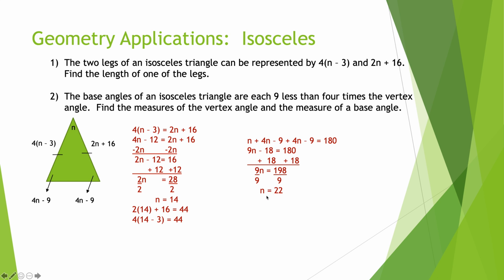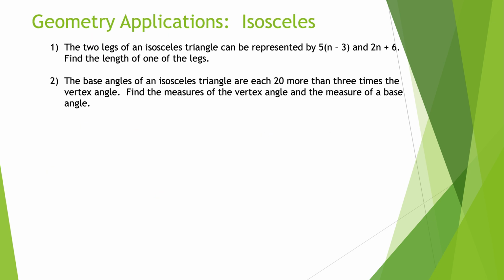Okay? So, since n is equal to 22, I can then check it by doing 4 times 22 minus 9 is 79. And that would mean that the 22, which is the n for the vertex angle up here, and the two angles that are each 4n minus 9, they're each 79. And if I check it out and I do 22, 79, 79, add them up, I get 180 degrees. And that's correct, okay? Let's do a little stop and start on the same exact question with the numbers changed, okay? All right.